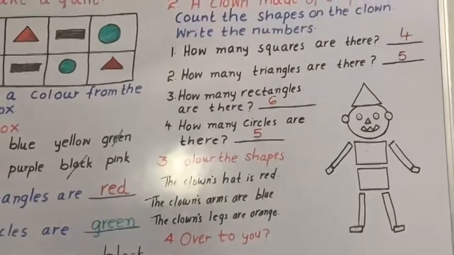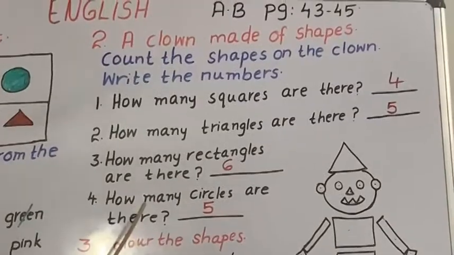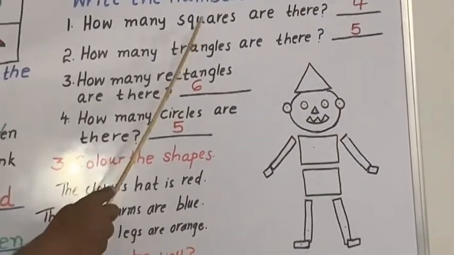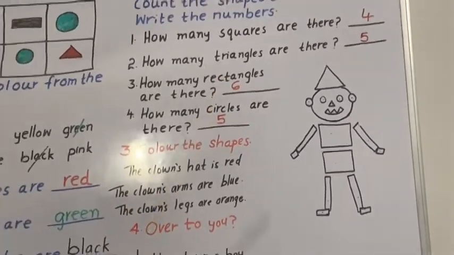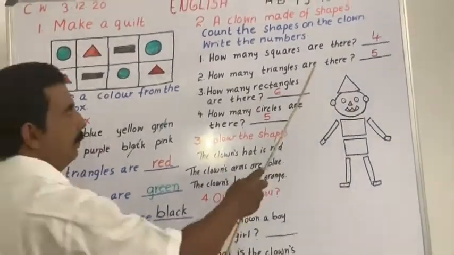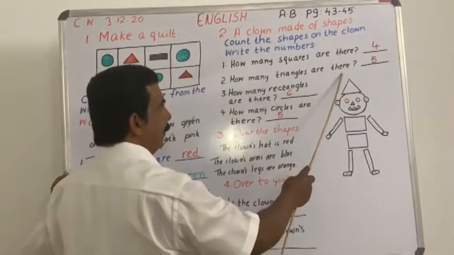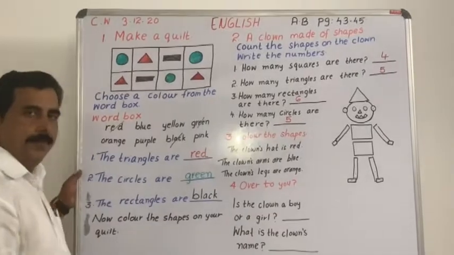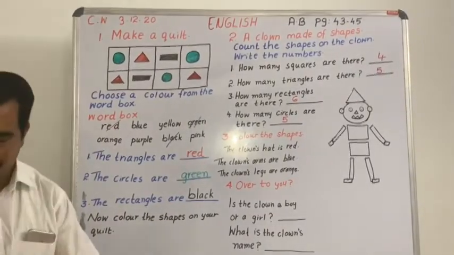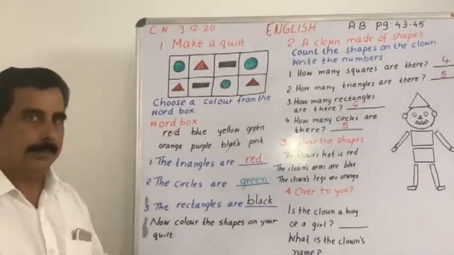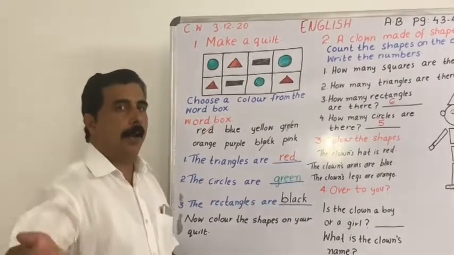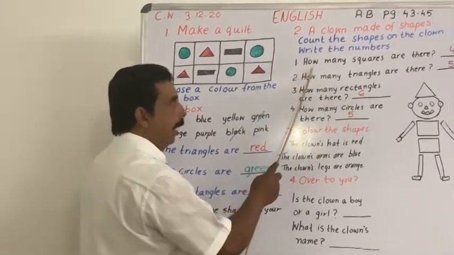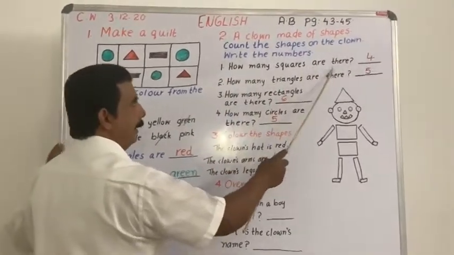Okay, read and check your answers. This is very easy to read. How many squares, triangles, rectangles, circles? Next word, you are familiar with this word. Are there? Can you read together? Who wants to read together? Odi Hamad, can you read aloud? We will follow you. Read like this. How many squares are there?